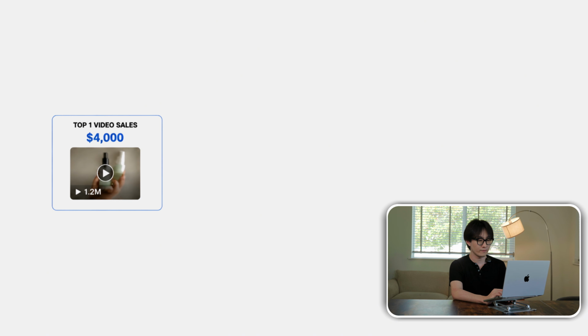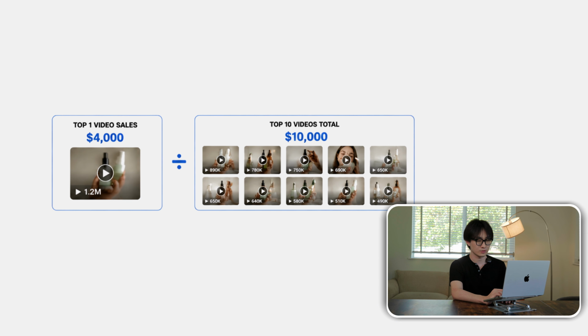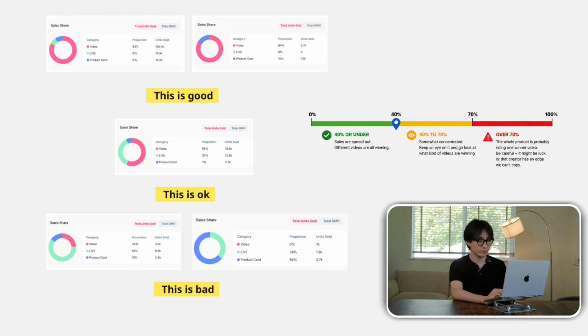Then take the number 1 video sales divided by the top 10 videos total. That's a concentration. If it's 40% or under, sales are spread out. Different videos are all winning. And 40 to 70%, it means it's somewhat concentrated. Keep an eye on it and go back at what kind of videos are actually winning there. And over 70%, it probably means the whole product is just riding on one winner video.